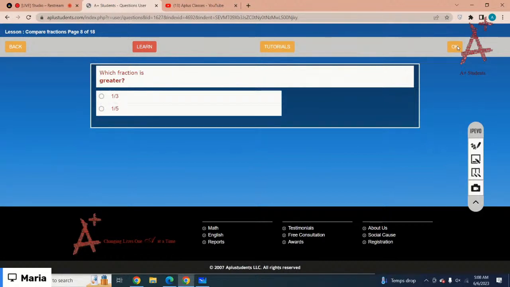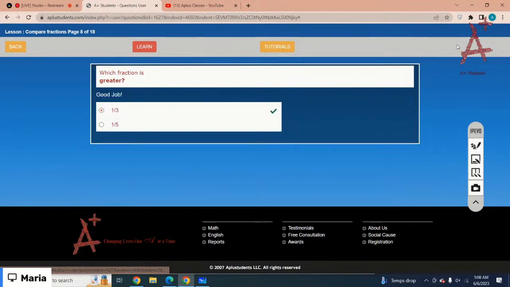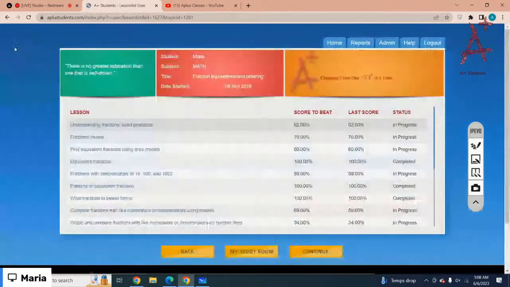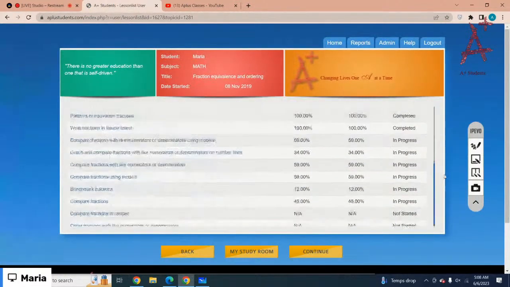Okay, which fraction is greater, 1 out of 3 or 1 out of 5? 1 out of 3 is greater than 1 out of 5. Got it? Okay, you can complete the test by yourself later today. Let me move on to the next lesson.